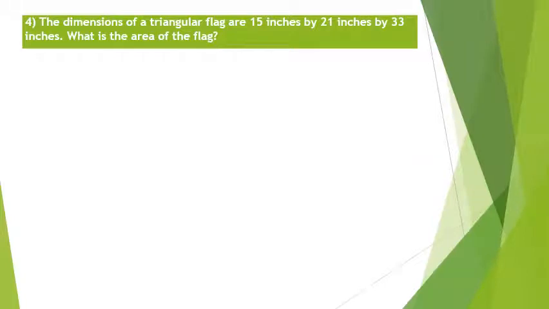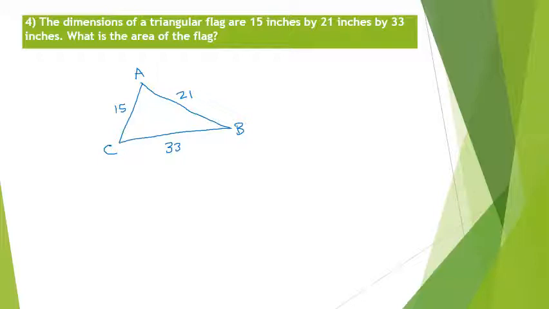Okay, next one. The dimensions of a triangular flag are 15 inches by 21 inches by 33 inches. What is the area of the flag? So remember, we need to find an angle. We have all three sides, so it doesn't matter which angle we find. Let's just label these A, B, and C really quick. You can pick any angle you want. So let's say we want to solve for angle C.